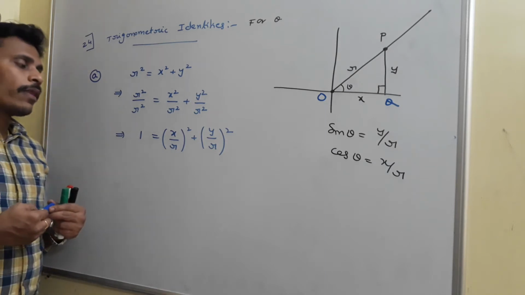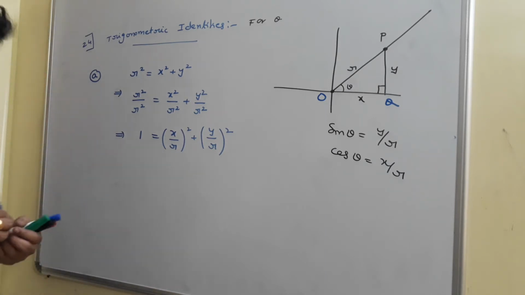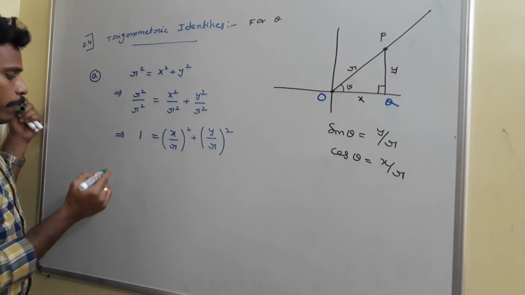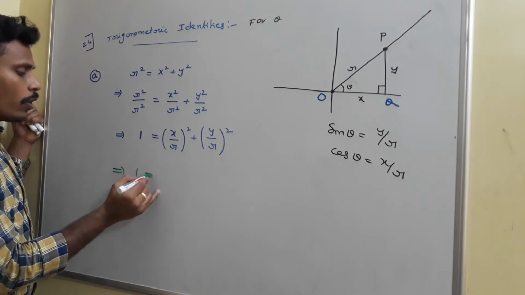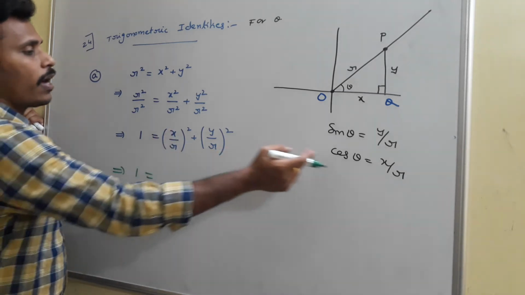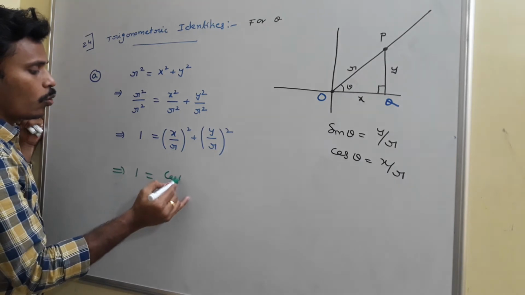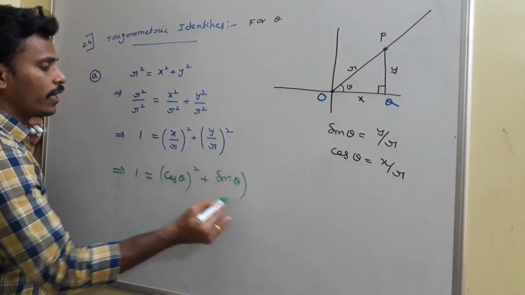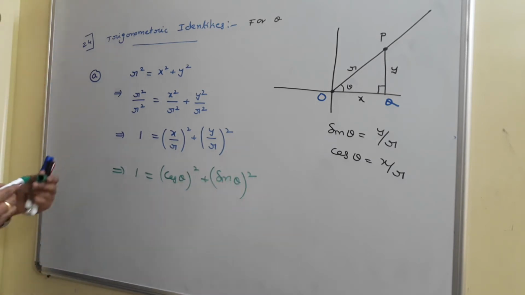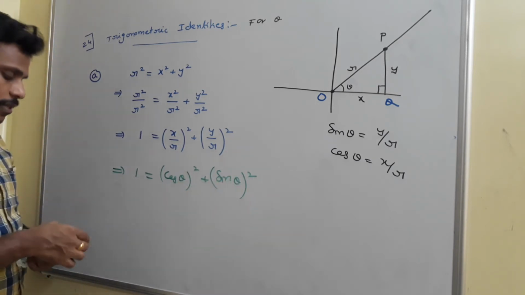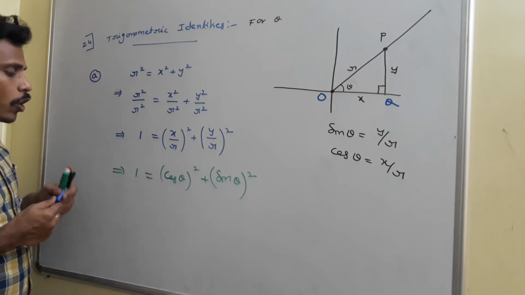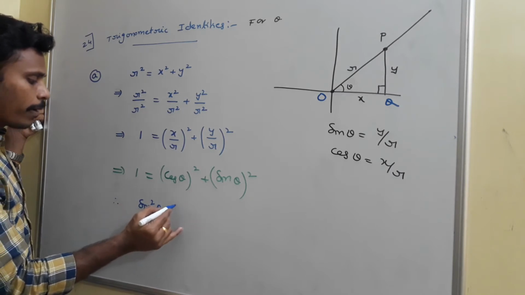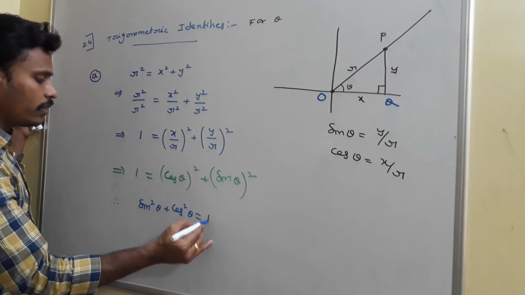1 is equal to (x/r)² plus (y/r)². And now what do you say? See, if you look, that implies 1 is equal to (x/r)²... x/r is what actually? Cos theta. So 1 is equal to cos² theta plus y/r, which is sin theta, so sin² theta. And now 1 is equal to cos² theta plus sin² theta. See, we concluded by writing that therefore sin² theta plus cos² theta is equal to 1.